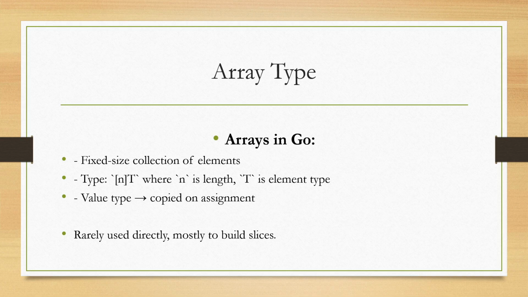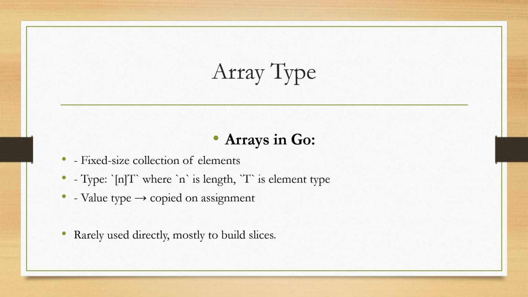Now in Go, the way we define an array is using the format [n]T. Here n is the length, like how many elements you want, and T is the type of each element. So for example, if you want to store 3 integers, you will write something like [3]int. Simple. One important thing to note, something a beginner often misses: arrays in Go are value types. So what does that mean?